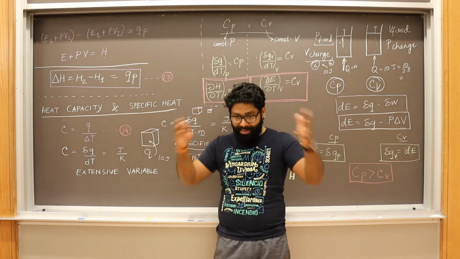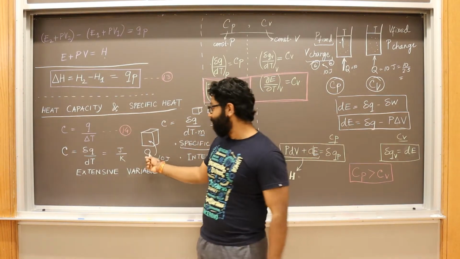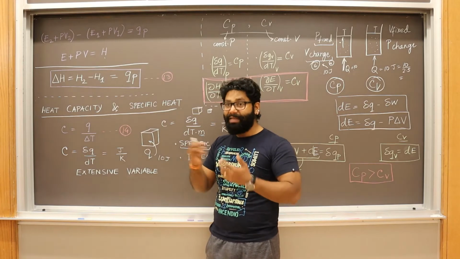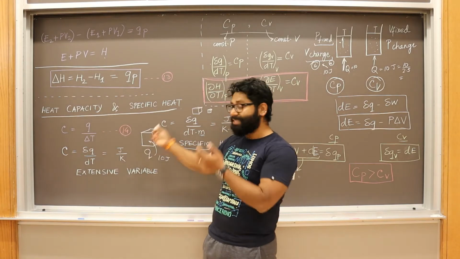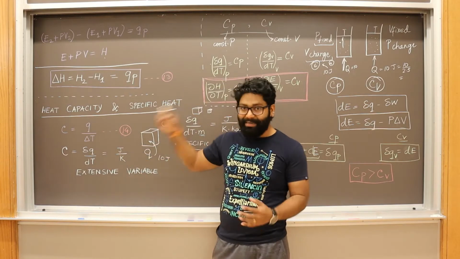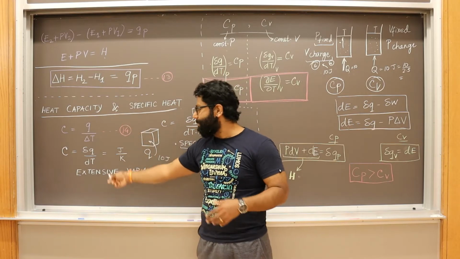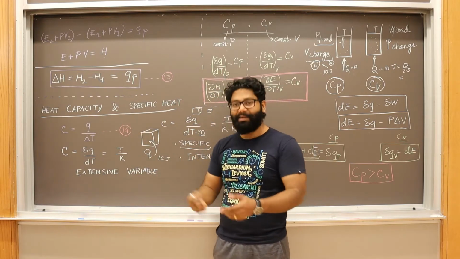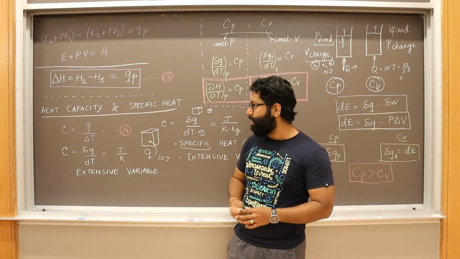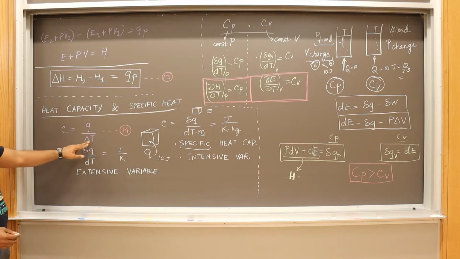Why? Because the body is bigger now. If you supply the same amount of heat, the overall temperature rise will be 1 degree because the size has doubled. So the heat capacity is dependent on the mass or the quantity of the body, and that is why heat capacity is an extensive variable. It is dependent on the mass or the quantity of the material. So here, C, which is the heat capacity, is Q by delta T.